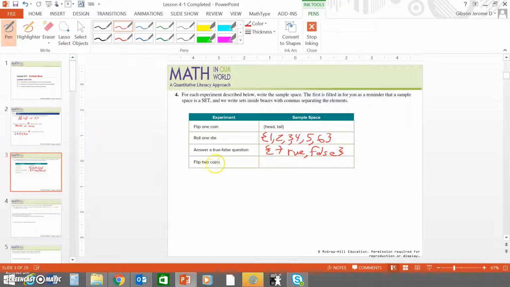And then flip 2 coins. Now, this is a little different when we're flipping 2 coins. So we're going to list the possible outcomes for flipping 2 coins. You could get heads twice. You could get a head first and a tail second. Or you could get a tail first and a head second. And last but not least, you could get 2 tails. These are all the possible outcomes when you flip 2 coins.